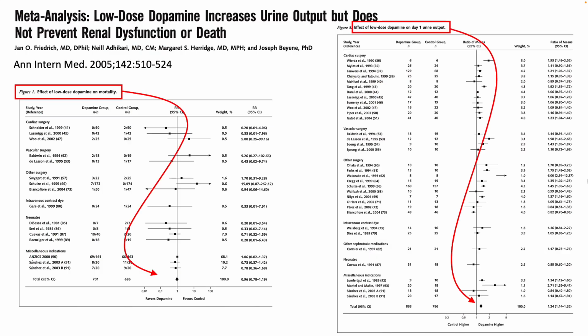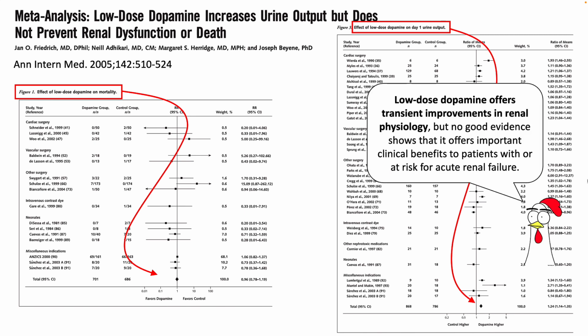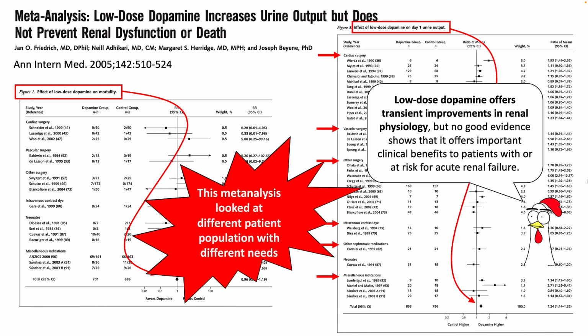Dopamine has been shown to improve the urine output. However, it has not been shown to improve mortality. This was a large meta-analysis done in 2005, and you can see that in patients with different populations and different needs, dopamine was unable to show improved mortality.